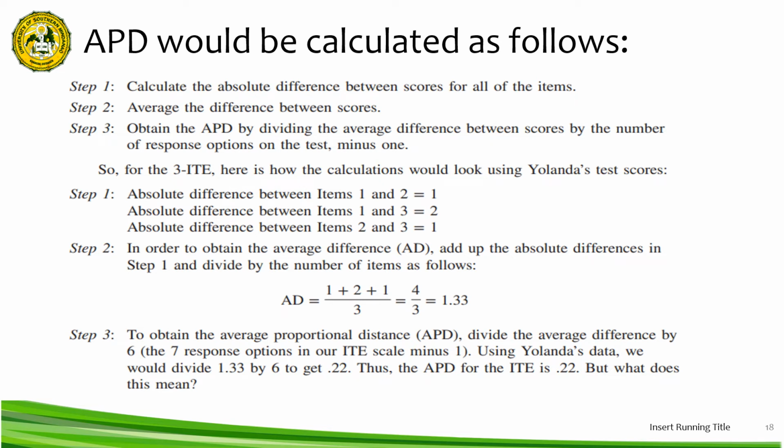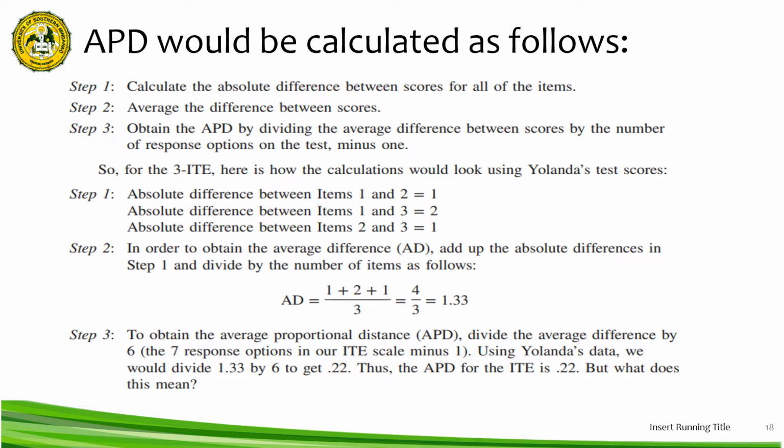Step 1, calculate the absolute difference between scores for all of the items. Step 2, average the difference between scores. And step 3, obtain the APD by dividing the average difference between scores by the number of response options on the test, minus 1. So for the 3ITE, here is how the calculations would look using Yolanda's test score. Step 1, absolute difference between items 1 and 2 is equal to 1. Absolute difference between items 1 and 3 is equal to 2. And absolute difference between items 2 and 3 is equal to 1.